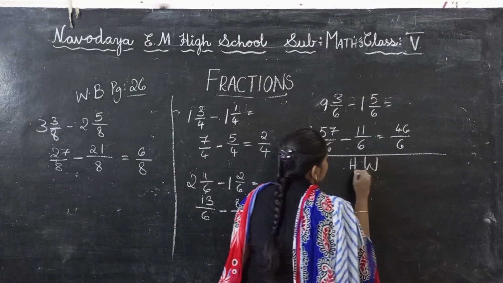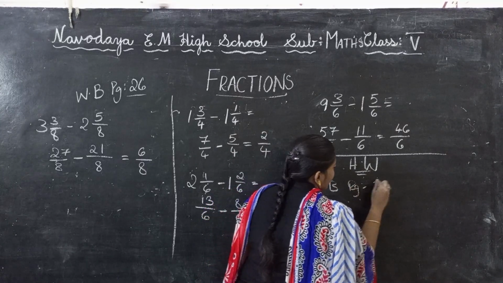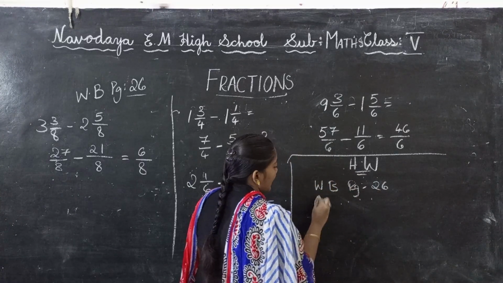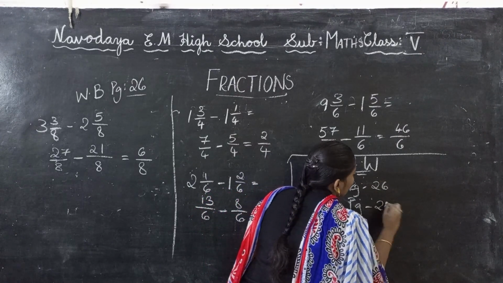Okay students, today's home task is workbook page number 26, remaining subtractions, and activity book pages number 20 and 21.